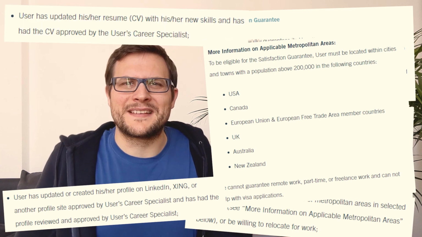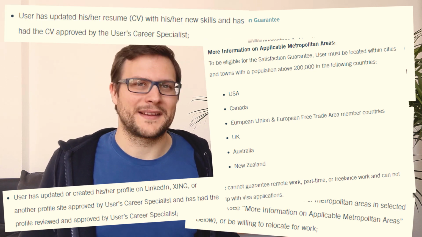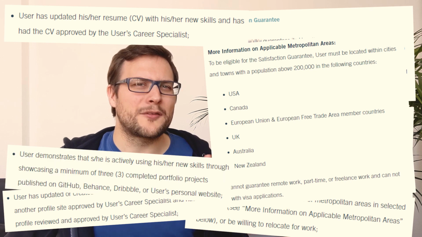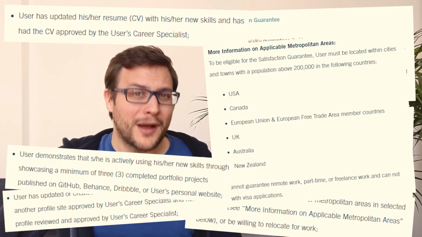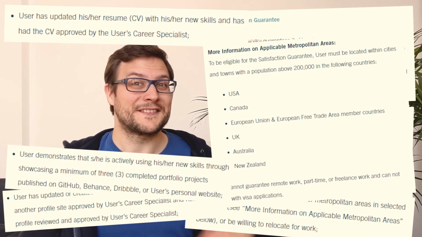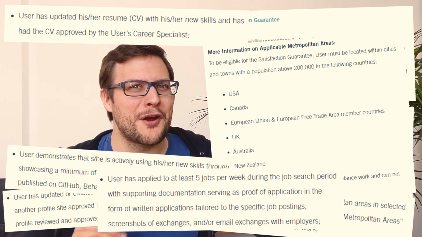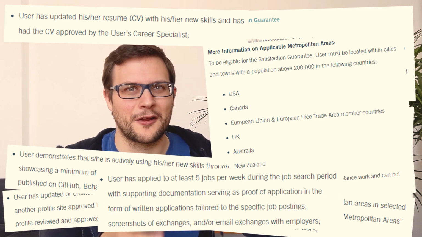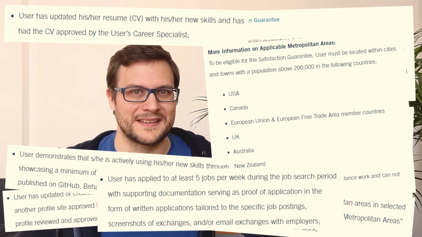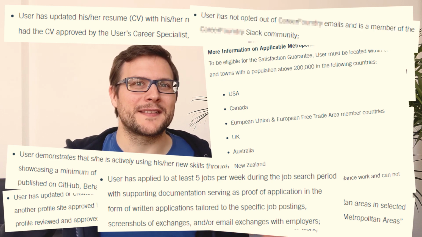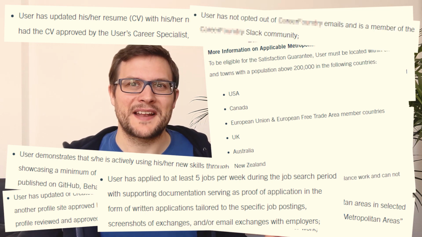You need to update your CV and have it approved by a specialist. You need to create 3 portfolio projects and publish them online. At least 5 job applications per week for 6 months. That's how long the job application period is. Opt into their email newsletters and be a member of their Slack community.